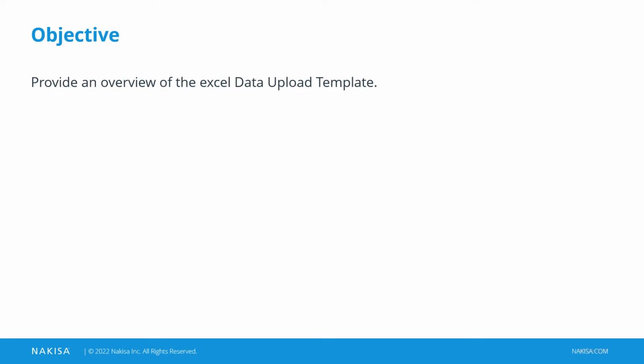So the objective here is to provide you with an overview of the Excel data upload template. Please note that Nakisa HR Suite offers a native integration with some of the largest human capital management solutions such as SAP HCM, SAP SuccessFactors Employee Central, and Workday. But to transfer the data from other human capital management solutions into the Nakisa HR Suite, the data will have to be extracted first from these human capital management solutions, then populated into one of the data templates that we provide, and then finally uploaded into the Nakisa HR Suite through the admin console.